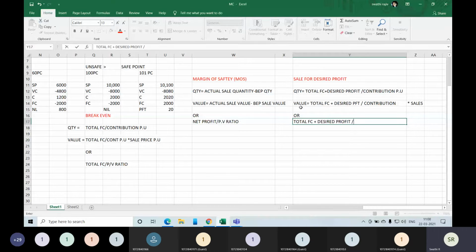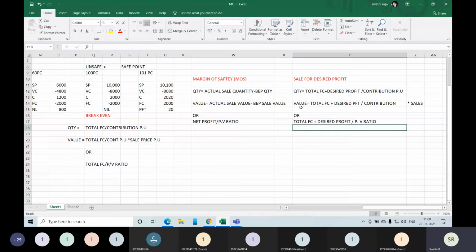Profit divided by desired profit. Don't worry about it. There is no formula for finding desired profit. They will give it to you in the question itself, because this is totally according to the question paper. Like I want 1 lakh profit, desired profit. They will give it to you in the question. So 1 lakh. Then total FC from the question I have to take plus 1 lakh divided by whatever it is.